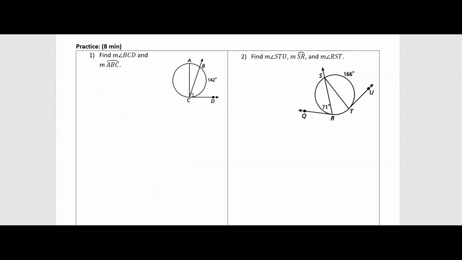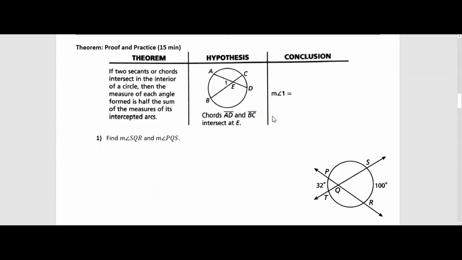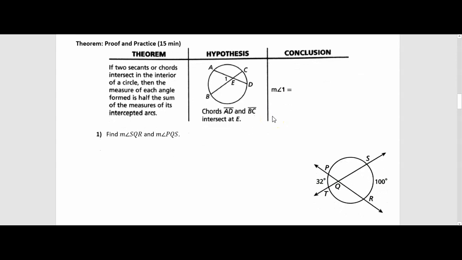Let's move on to another theorem. We're just powering through these theorems today. Next one says if two secants or chords intersect in the interior of a circle, then the measure of each angle formed is half the sum of the measures of its intercepted arcs. So again, they're throwing a 1/2 in there, but it's not quite the same as before. Let's take angle 1 for example.